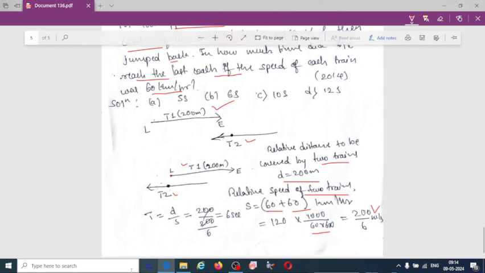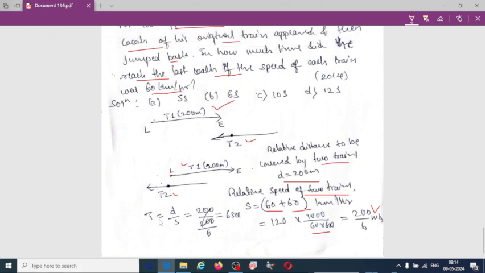So what is the formula to calculate time here? Time is equal to distance by speed. The speed we have calculated is 200 by 6, and the distance of the train is 200. So 200 gets cancelled, so 6 seconds he will take to reach the last coach of his original train from train 2. So option B is correct.